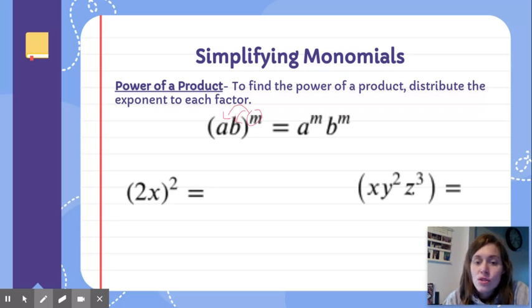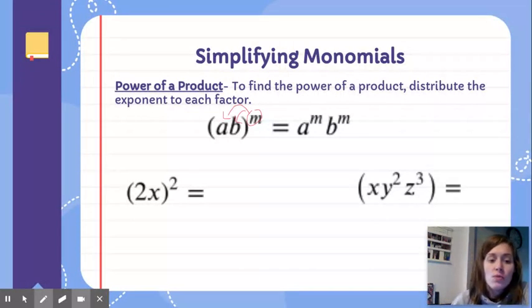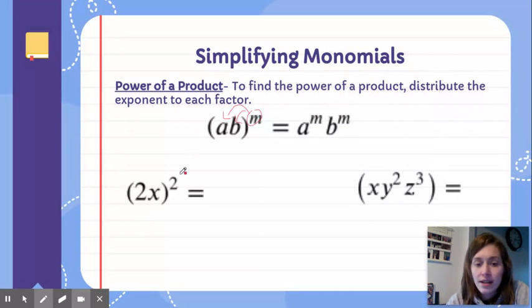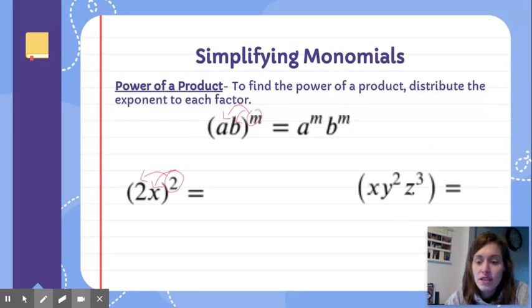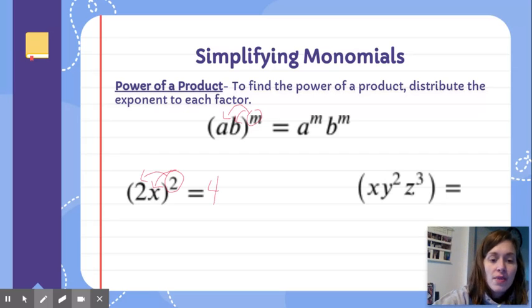So that would become a to the m times b to the m. We just give that exponent to everything inside the parentheses. So here we have 2 times x all to the second power. We just take that exponent and assign it to everything inside the parentheses. And so we would get 2 squared, which we can simplify. We know 2 squared is 4, and then x squared.